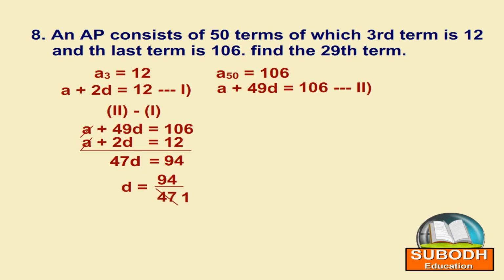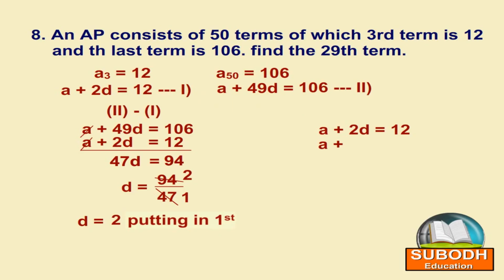47 ones are 47, 47 twos are 94. d is equal to 2. Putting it in equation first. Equation first is a + 2d = 12. a + 2 into the d value 2 is equal to 12. a + 2 times 2 is 4, so a + 4 is equal to 12. Transferring 4, we get minus 4. a is equal to 8.